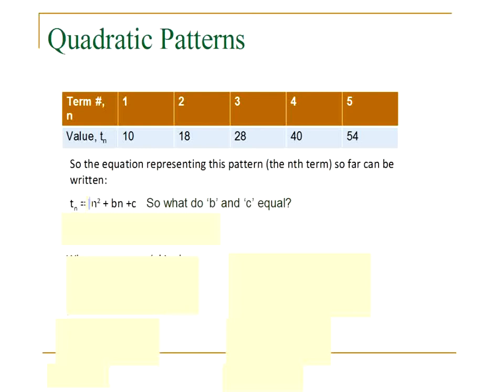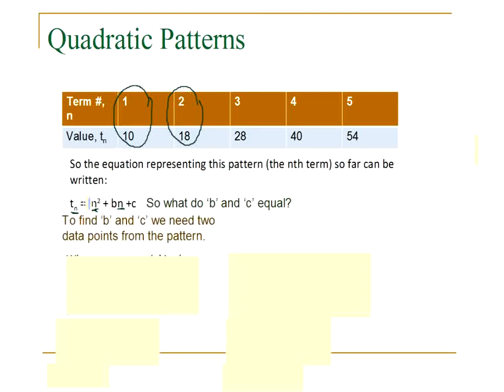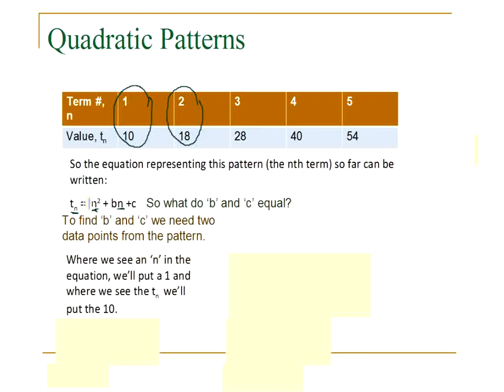So I can set up equations for B and C as long as I have n's and Tn's. And of course I do. There's one. There's another. These are data sets, data pairs. So what I can do here is plug in n equals 1 and Tn equals 10, and I can get this equation. And that simplifies to be 9 equals B plus C.